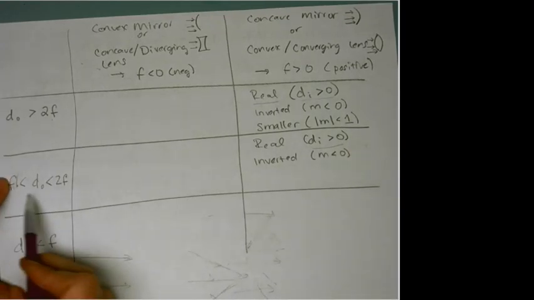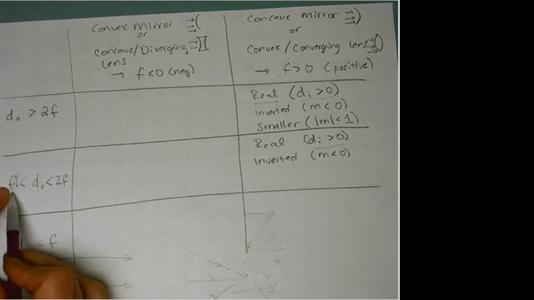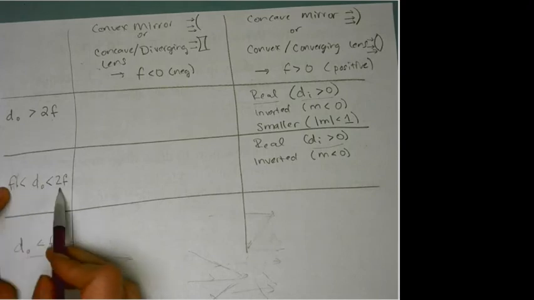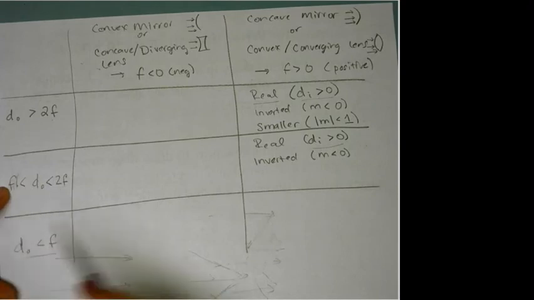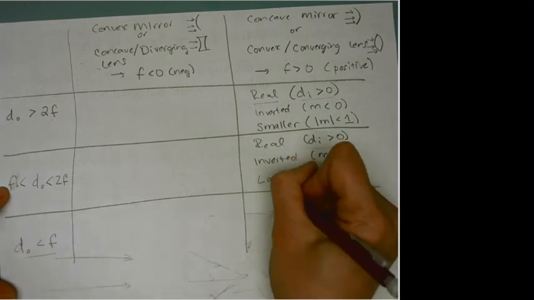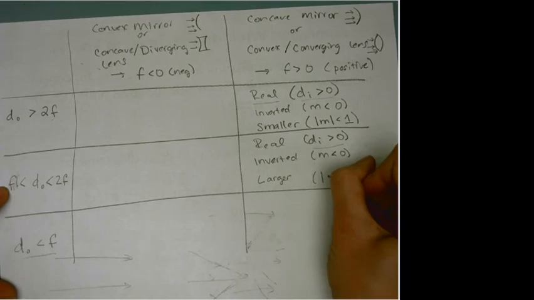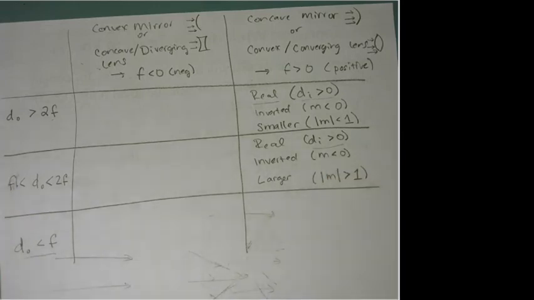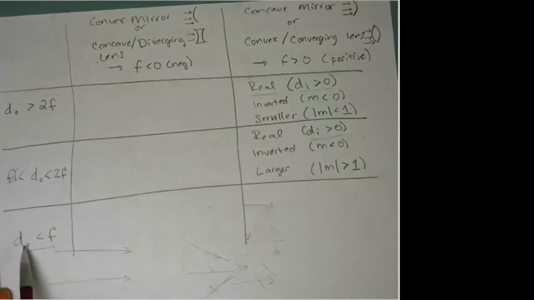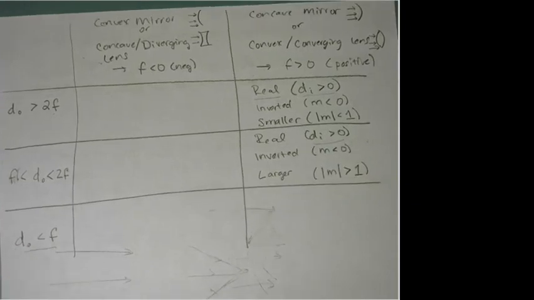If we are between the focal point, the yellow F, and 2 focal lengths away, then we have a larger image. And that is that the absolute value of the magnification is bigger than 1. Okay, now let's look at what happens as the object gets inside the focal length.